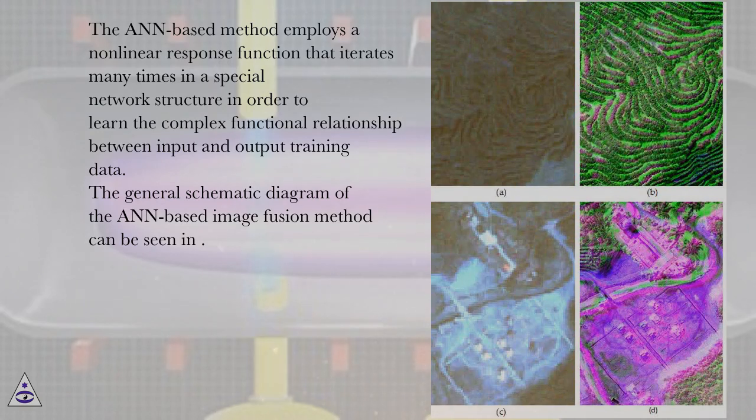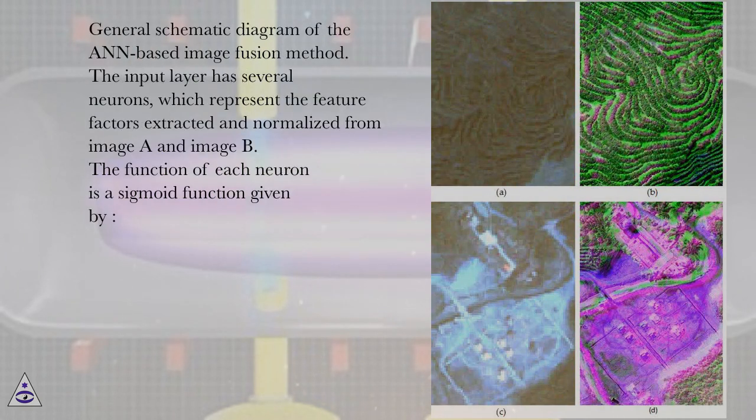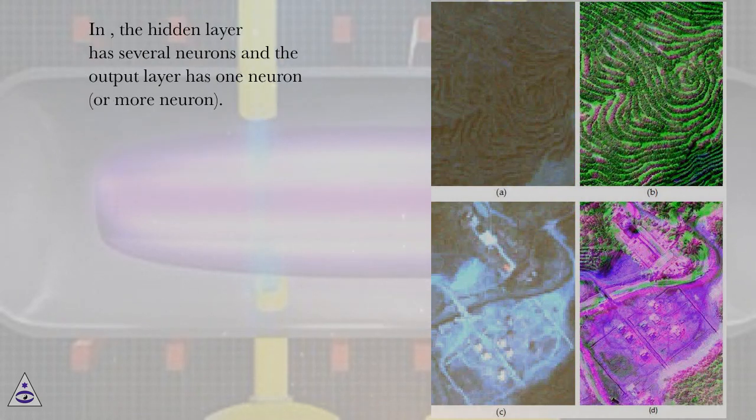The general schematic diagram of the ANN-based image fusion method can be seen here. The input layer has several neurons, which represent the feature factors extracted and normalized from image A and image B. The function of each neuron is a sigmoid function. The hidden layer has several neurons and the output layer has one neuron, or more.